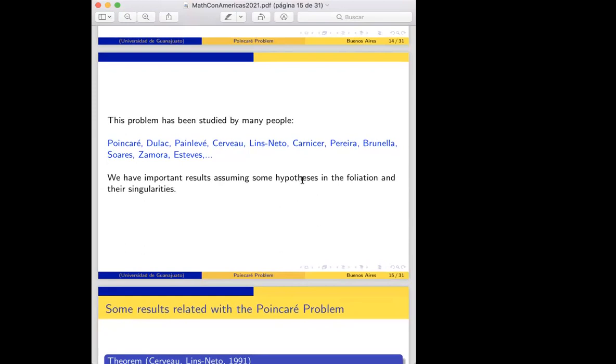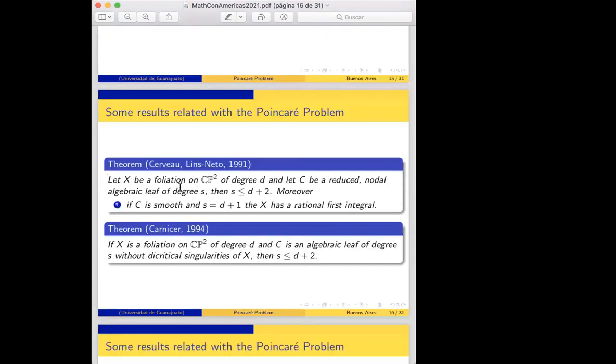C is a reduced nodal algebraic leaf of degree S. Nodal means that we have just nodes as singularities of the algebraic curve. Then the degree of the leaf is less than or equal to D plus 2, where D is the degree of the foliation. Moreover, if the algebraic curve is smooth and the degree is equal to D plus 1, then in this case the foliation has a rational first integral. The important hypothesis here is that we have just nodal singularities.